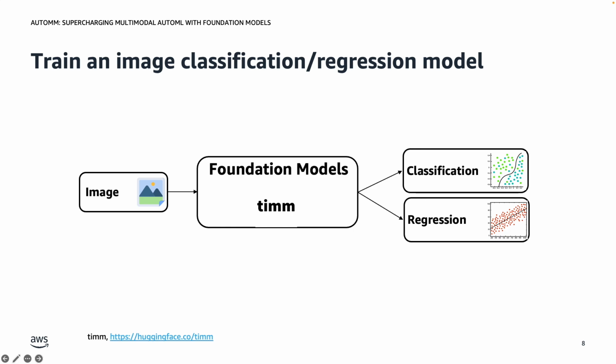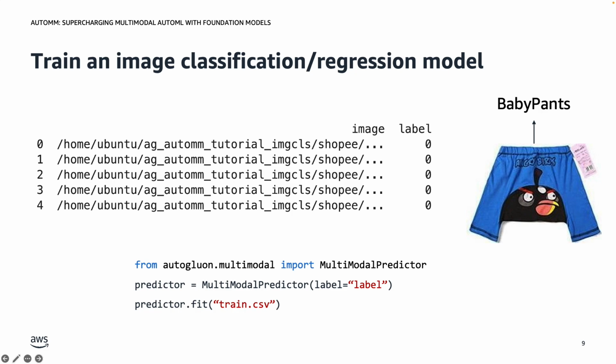Another common task is training image classifier or regressor. Here's one example. It classifies clothes images into different categories. Users need to put the local image paths into the data frame. It's also 3 lines of code: import multimodal predictor, initialize it, and call the fit API.